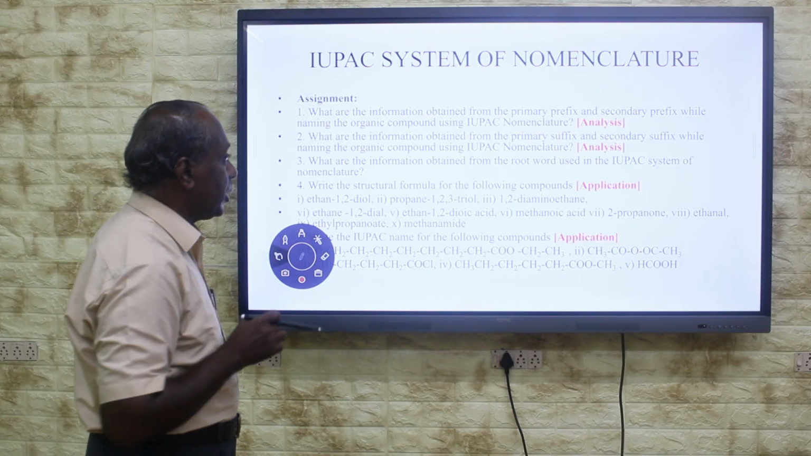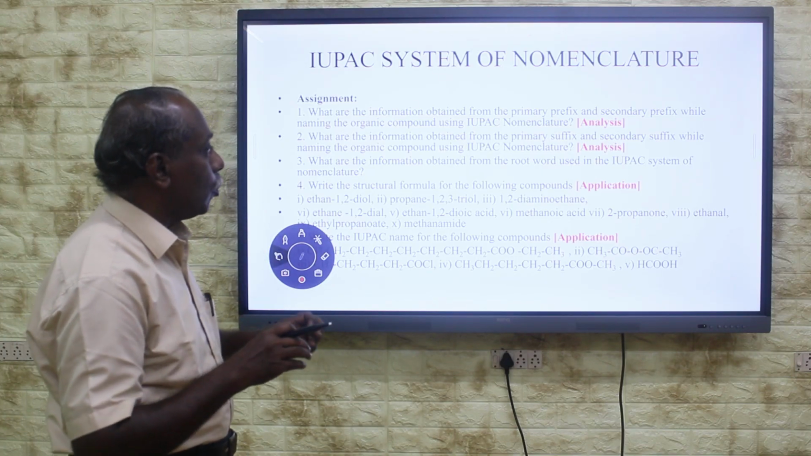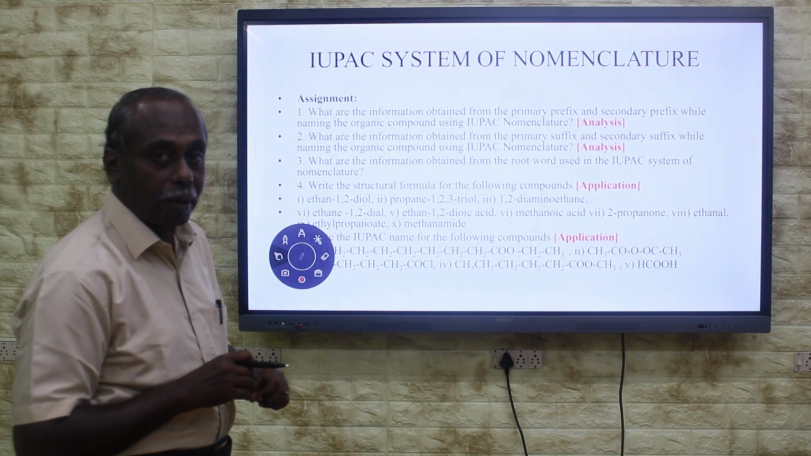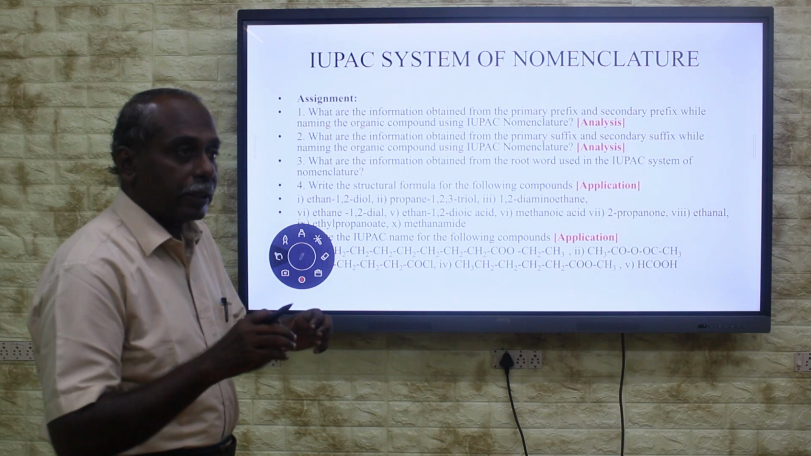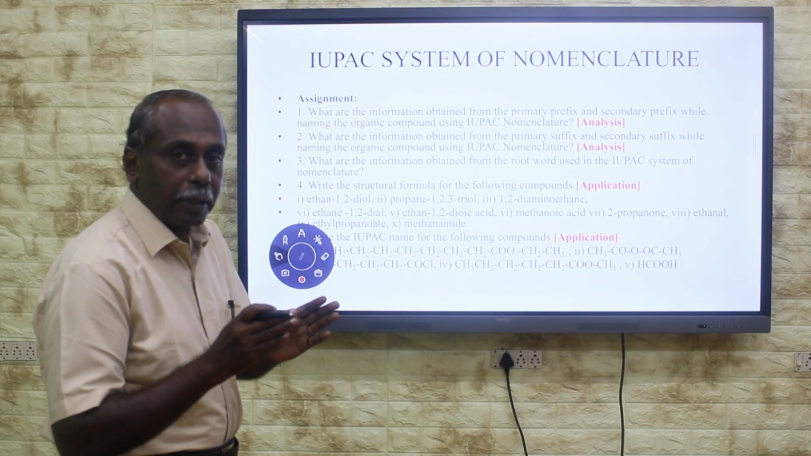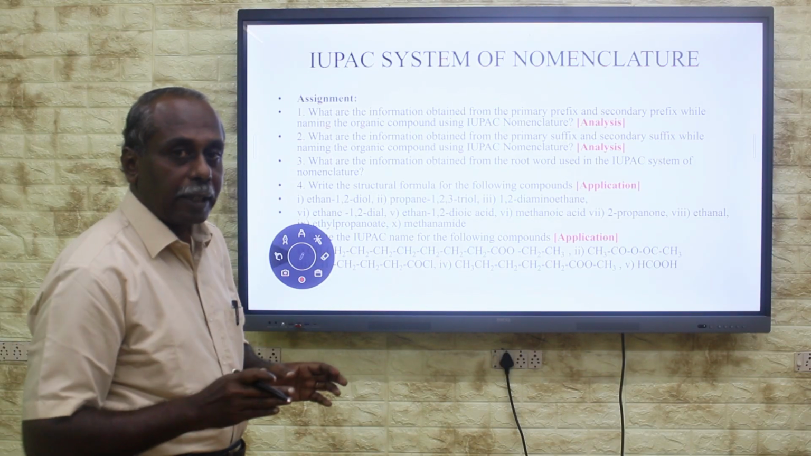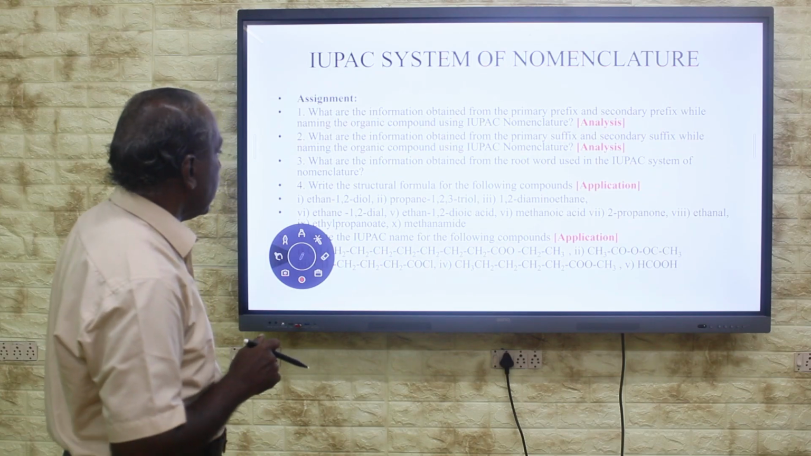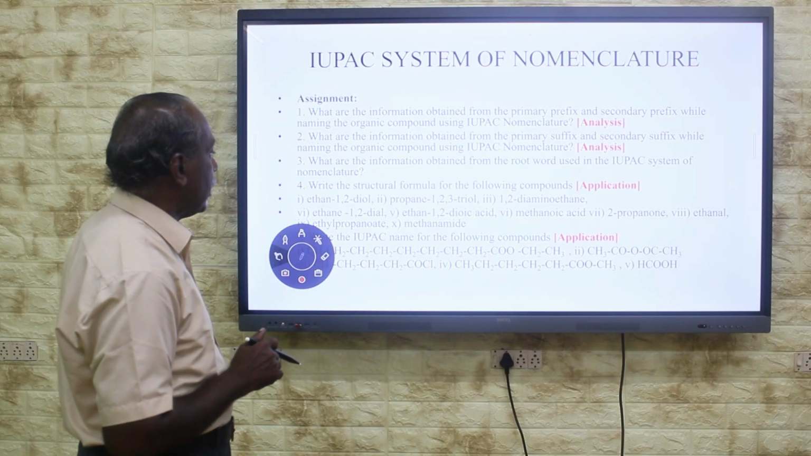Then what information is obtained about the root word used in the IUPAC system of nomenclature? Here, the root word is the main framework that gives the number of carbon atoms present in the compound. Right, now write the structural formula of the following compounds.